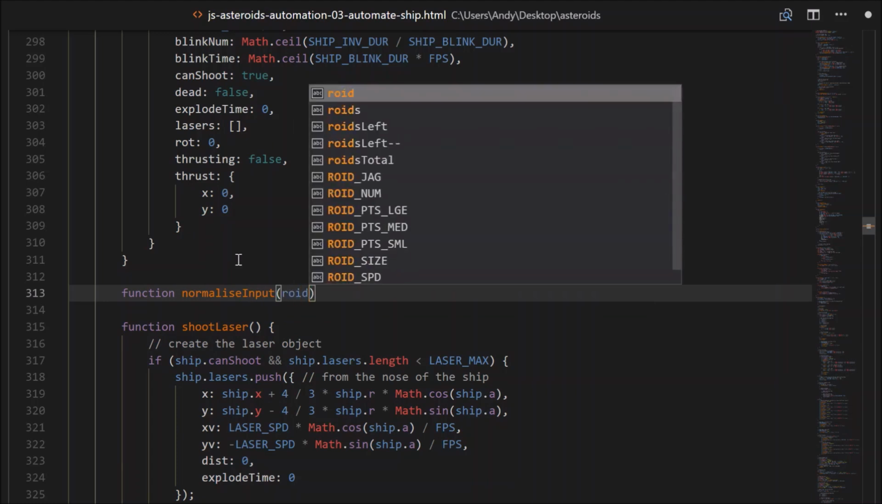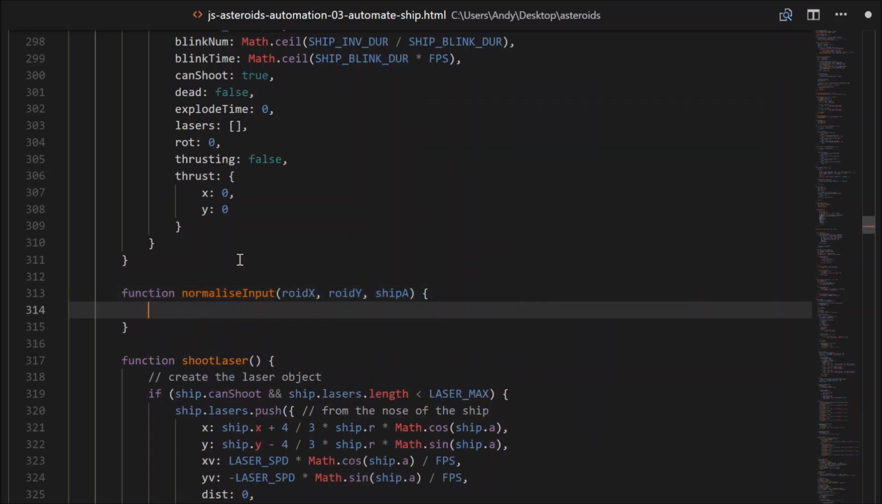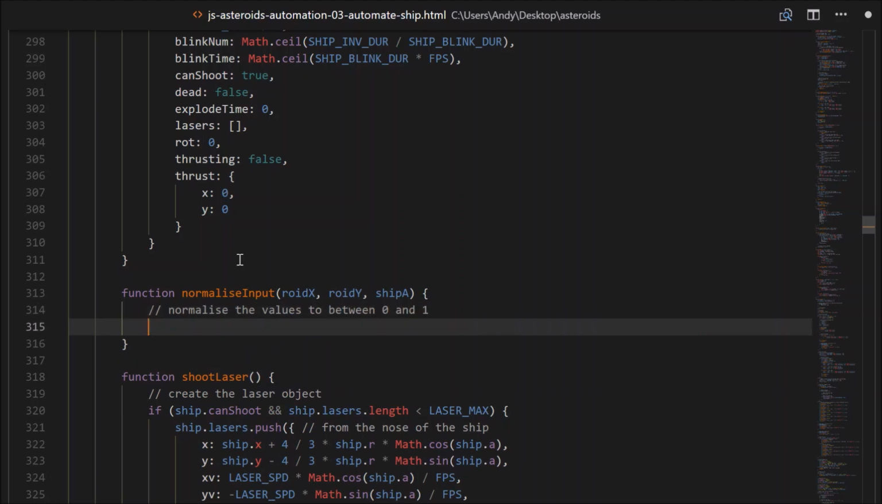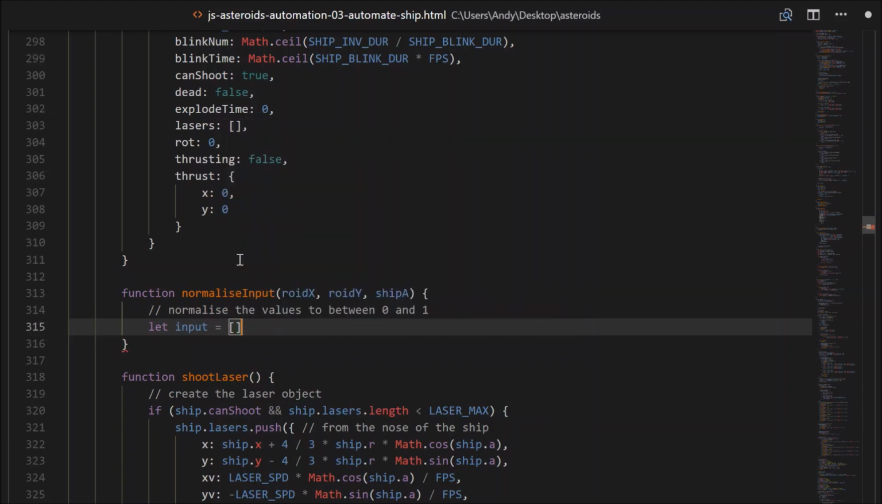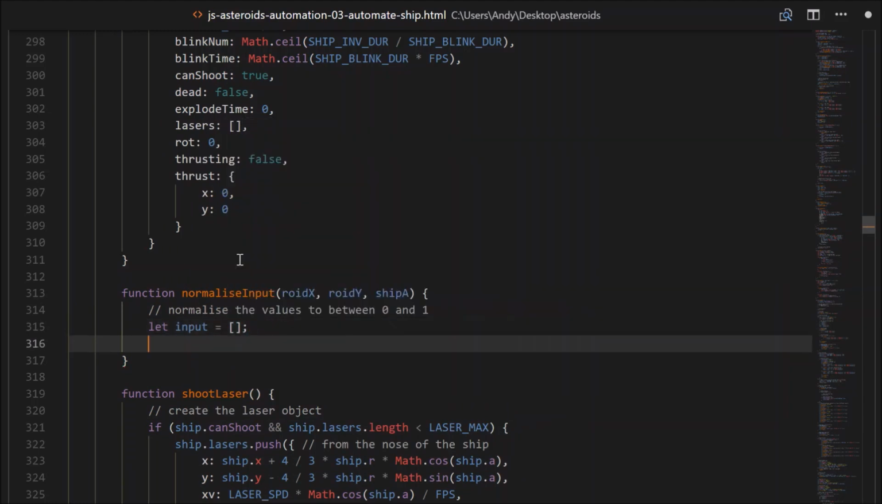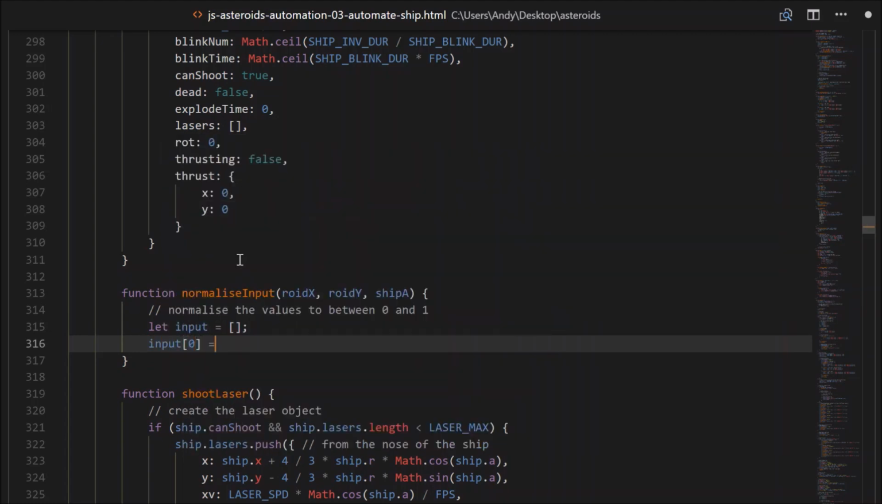We'll need to pass the roid's x location, the roid's y location, and our ship's angle. They're our 3 neural inputs. Now all we mean by normalize is normalize the values to between 0 and 1. So we'll divide them by something in order to get them to be between 0 and 1. So let's create a new empty array called input. Let input equal empty array. And input[0], that will be our roid x value.